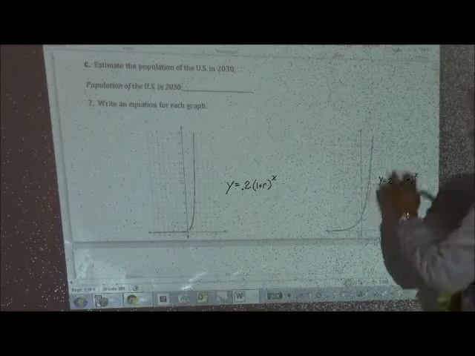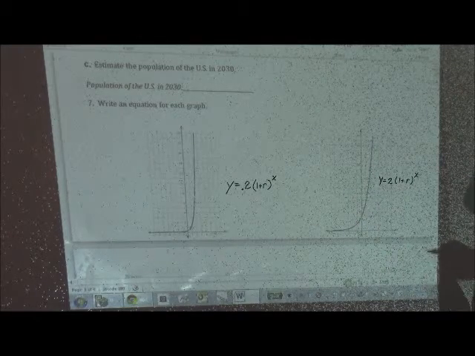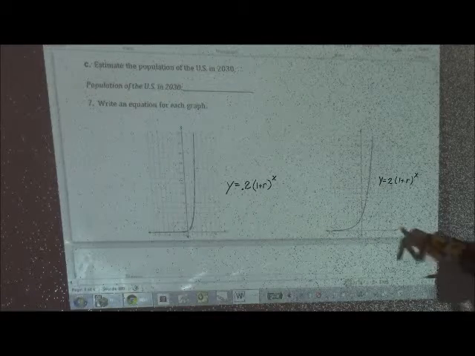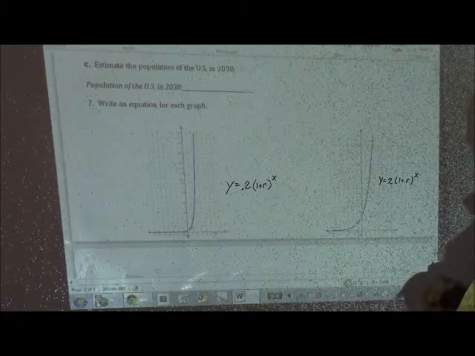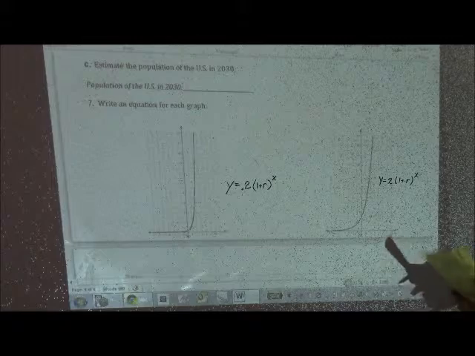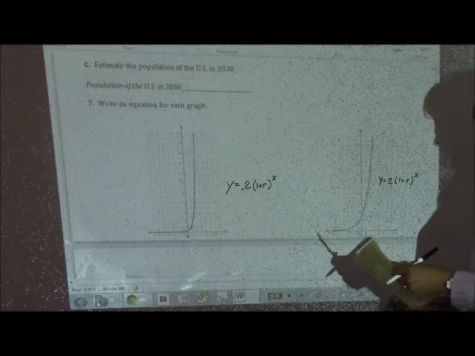Again, you can tell it's growth by the shape of the graph. So you'll probably have more on your test. You won't just have it like that, it'll probably be multiple choice, and you'll be able to tell a lot easier. So let's go to number 8.